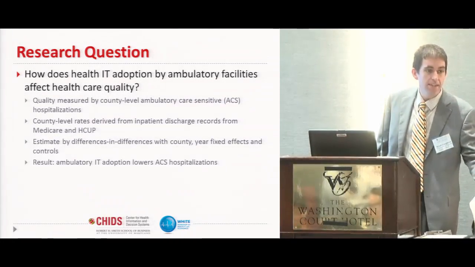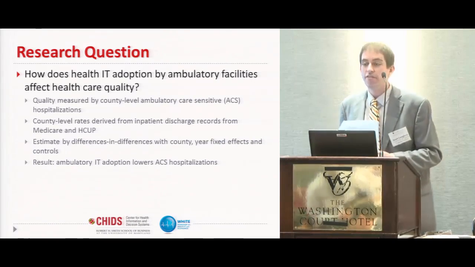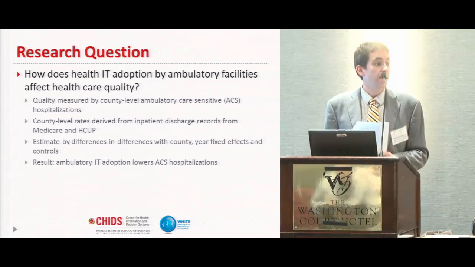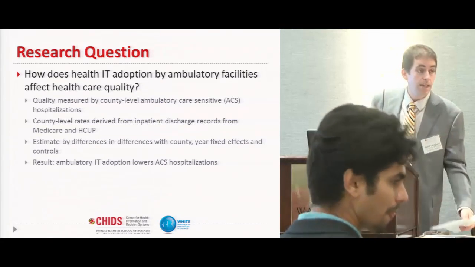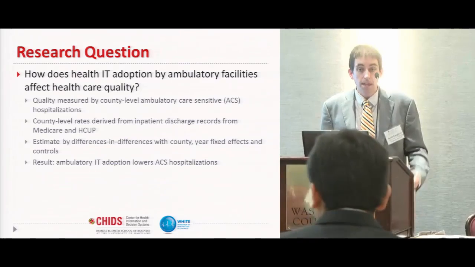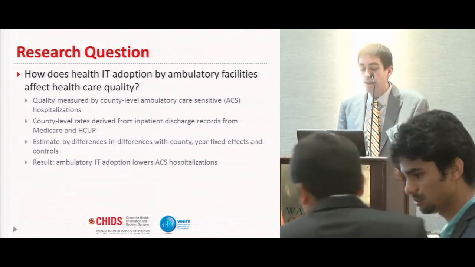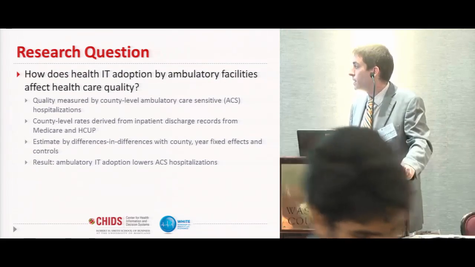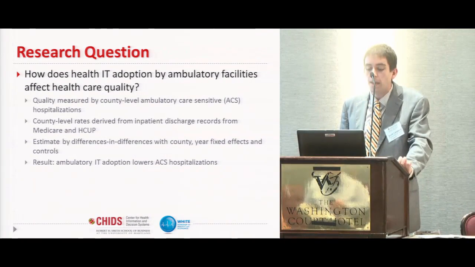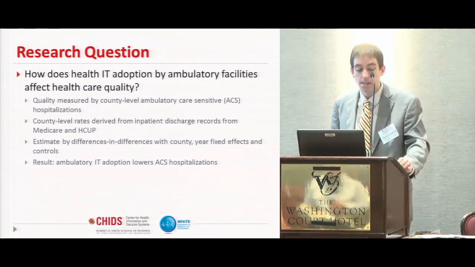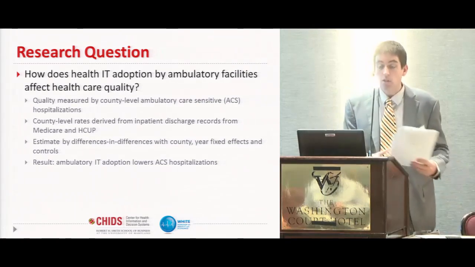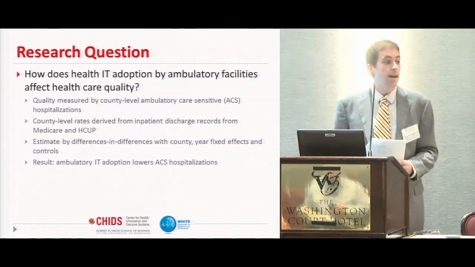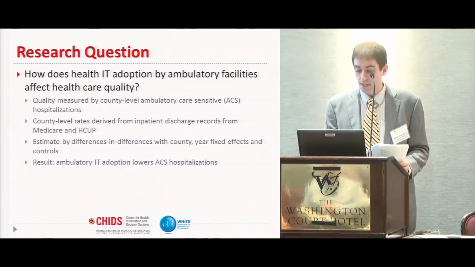So the question we address is, how does health IT affect the quality of care in the ambulatory setting? We measure ambulatory care quality using ambulatory care sensitive hospitalization rates, calculated using data from Medicare inpatient records from 2003 to 2012, and supplemental data analysis based on HCUP data. We get our estimates by differences in differences with county and year fixed effects, as well as county year varying controls. And the result ultimately is we find that there's a significant reduction in ambulatory care sensitive hospitalizations in counties that have greater adoption of ambulatory health IT.